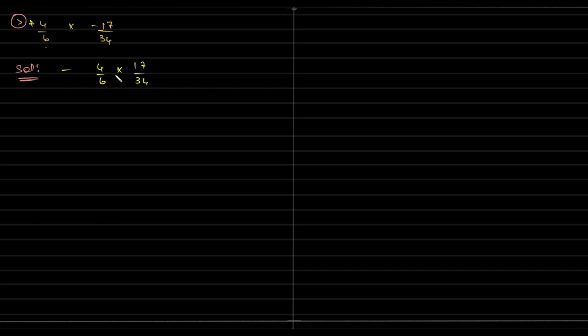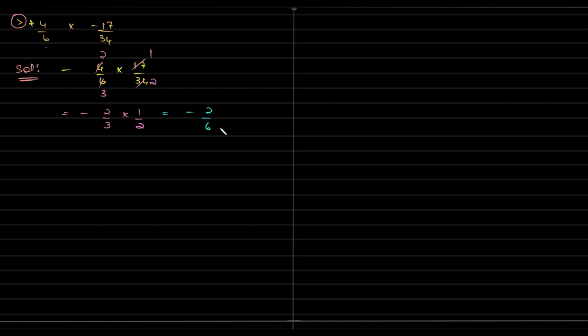Well, clearly not. 4 and 6 have 2 as their common factor. So 4 divided by 2 is 2, 6 divided by 2 is 3. 17 and 34, the common factor is 17. 17 divided by 17 is 1, 34 divided by 17 is 2. And this reduces to negative 2 by 3 into 1 by 2. That is negative 2 by 6.